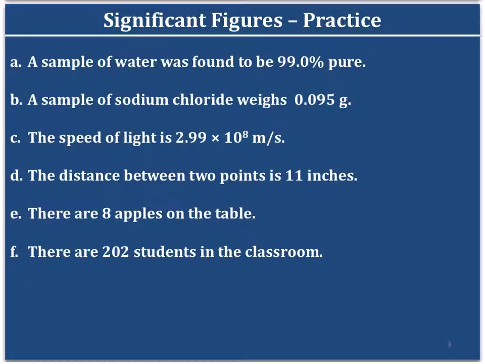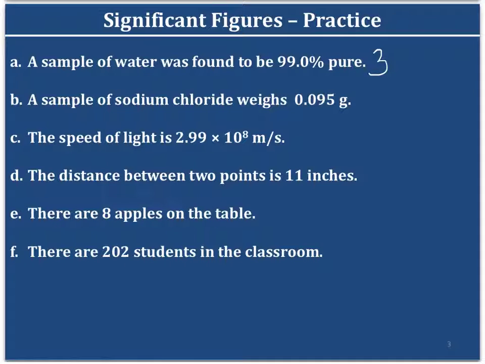All right, A, 3 numbers. We know that definitely those first 2 nines are significant. So the question is that 0 at the end. Is that significant or not? Now it's a trailing 0, so trailing zeros are sometimes significant. Now this is a trailing 0 with a decimal. So trailing 0 with a decimal, it is significant. So there's 3 sig figs in that number.